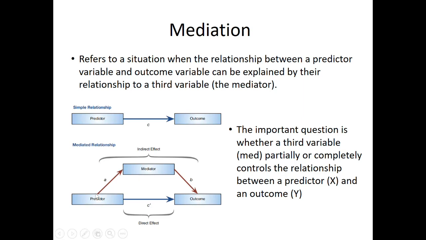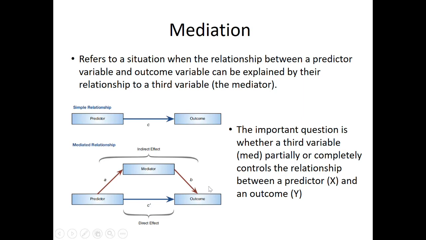When you throw that mediator in, this relationship goes completely away. That's how powerful the mediator can be sometimes, because the predictor is affecting the outcome only through this mediator and doesn't do anything directly. So we'll talk about that a little bit more in a moment. But this is mediation, where your predictor goes through something else to predict an outcome variable.